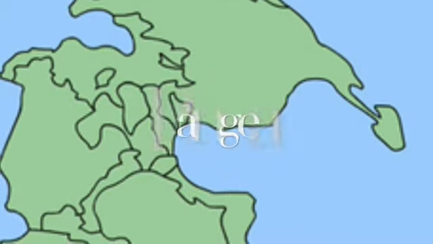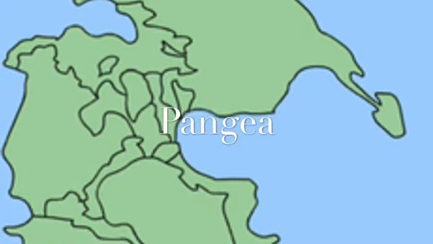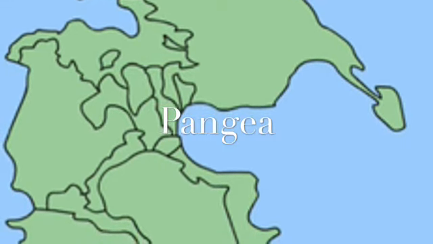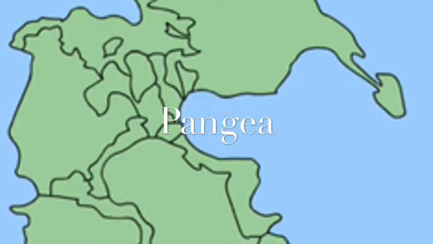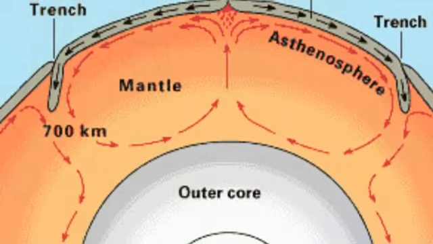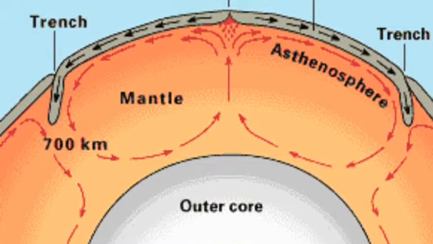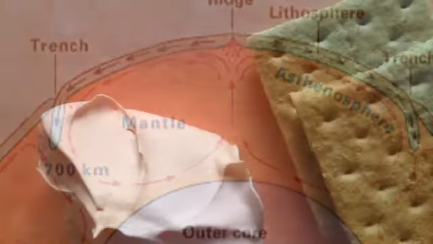Over the course of the Earth's 4.6 billion year history, scientists believe that this plate movement has caused the formation of several giant supercontinents, including the most recent one, Pangaea. Scientists believe that the plates are being moved by convection currents within the Earth's mantle.